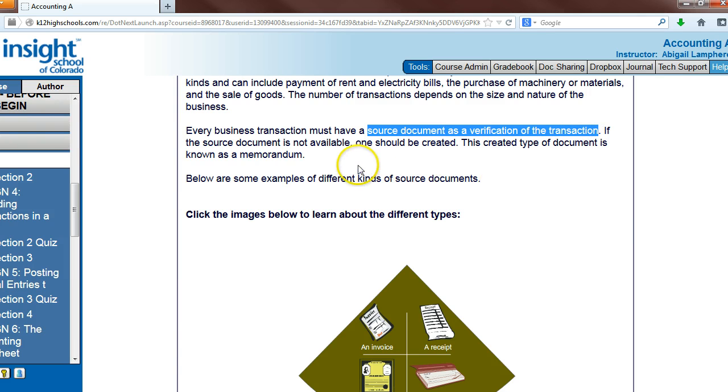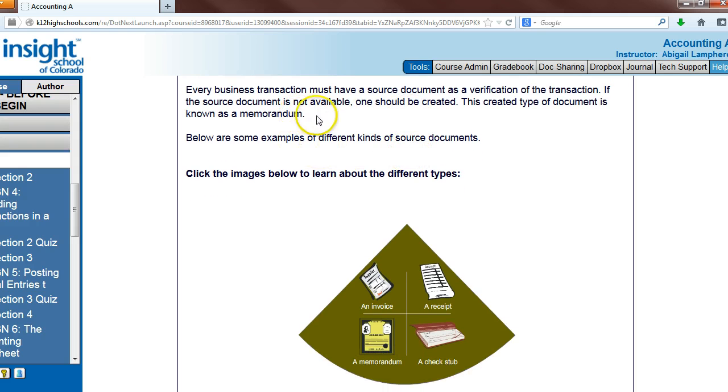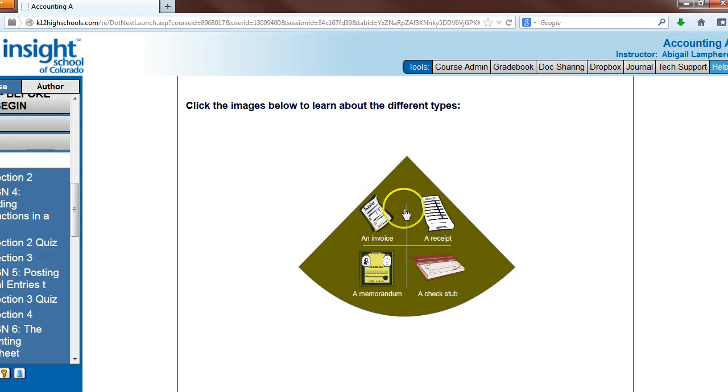So you guys see these every day. When you go and buy something and you get a receipt in return, that is a source document verifying the transaction that just took place. We're going to go over other different types of source documents. Here's some examples. So we have an invoice.